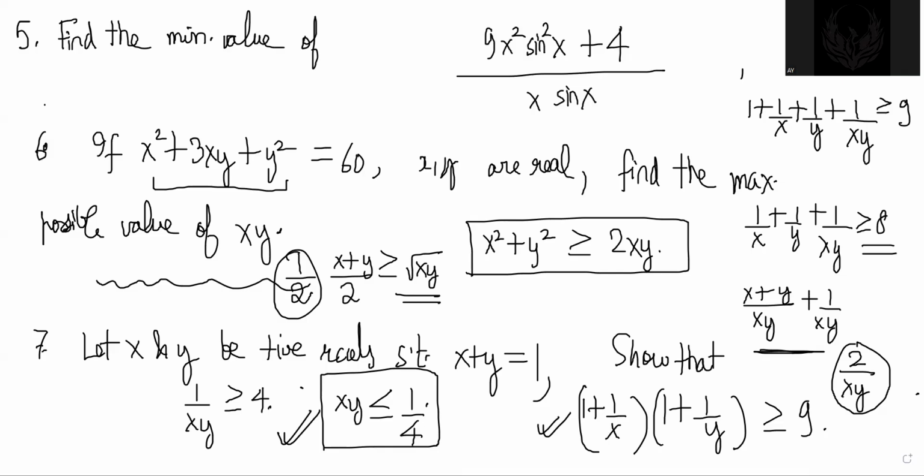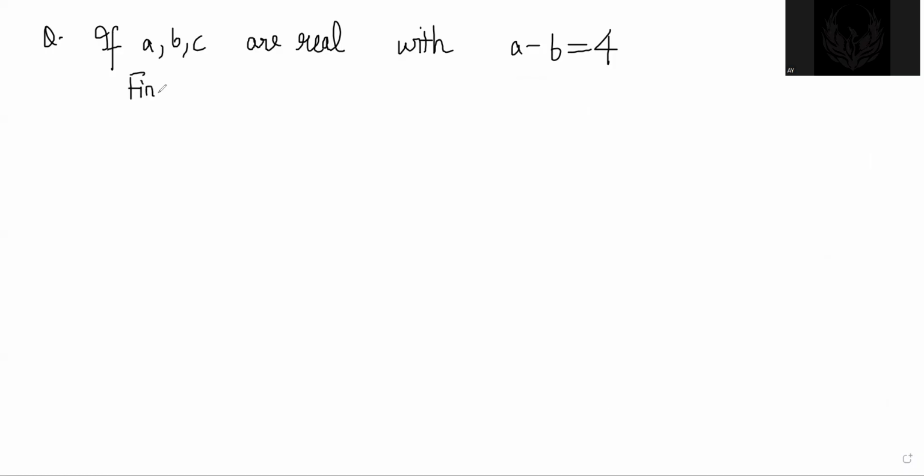So I'll give you a couple of questions. You can try them for tomorrow, and tomorrow we'll do problems only. So the question is: if A, B, C are real numbers with A minus B equal to 4, find the maximum value of AC plus BC minus C square minus AB.